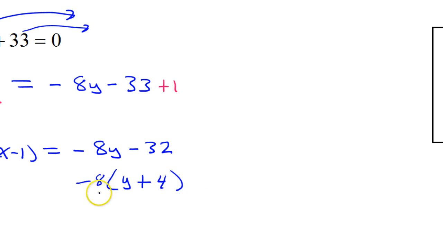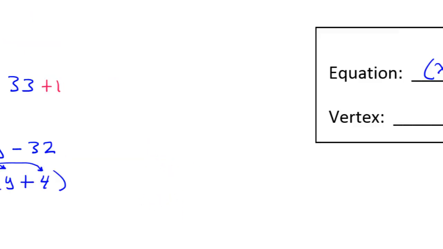Now think about it. Imagine doing the distributive property back again. Negative 8 times y would give you negative 8y. Negative 8 times positive 4 would give you negative 32. So it makes sense that it's a positive 4.